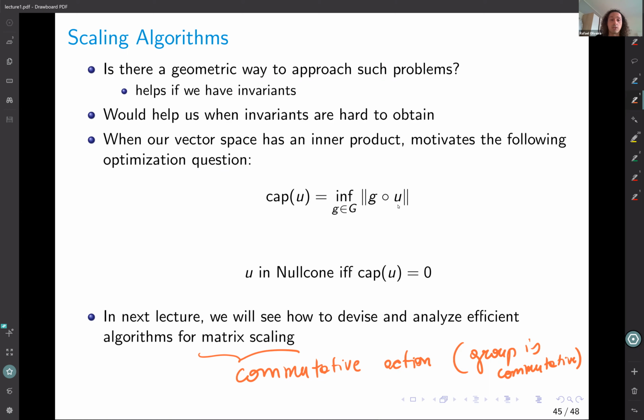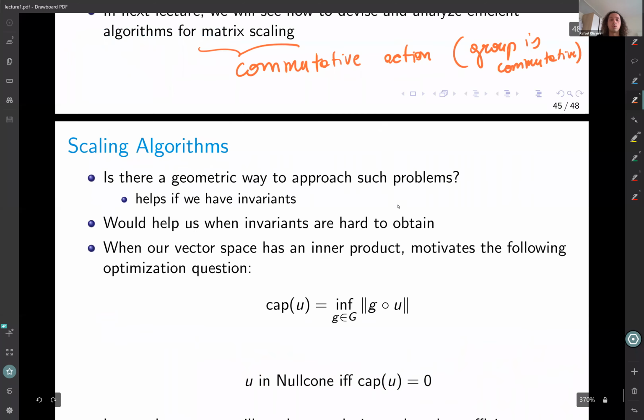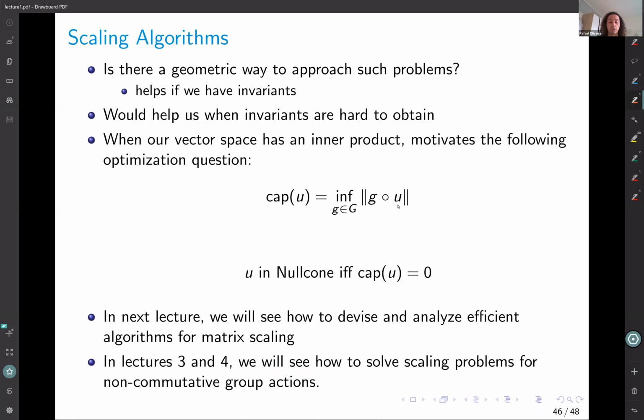Okay, so that's good. But then the question is, what happens when the groups do not commute? We're also going to devise algorithms in this workshop that can solve the null cone problem in many situations of interest. In lectures 3 and 4, we're going to see how to solve scaling problems for non-commutative group actions.